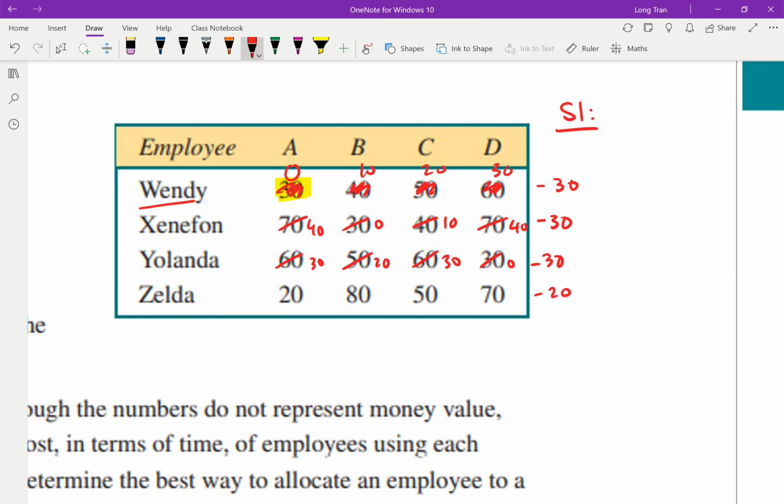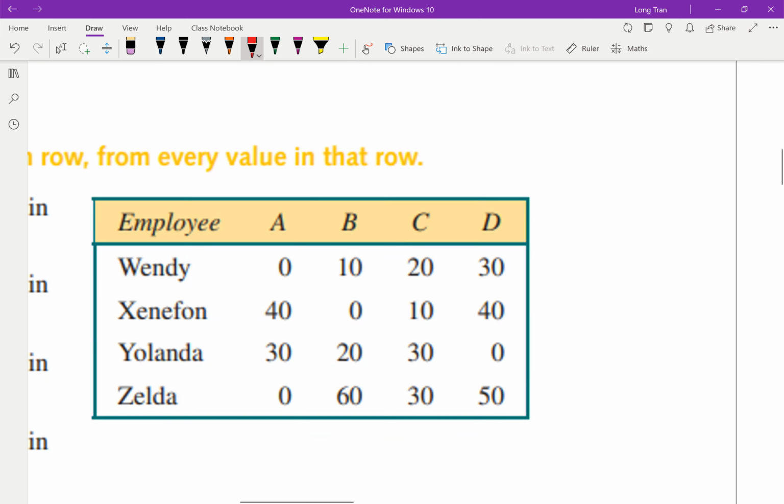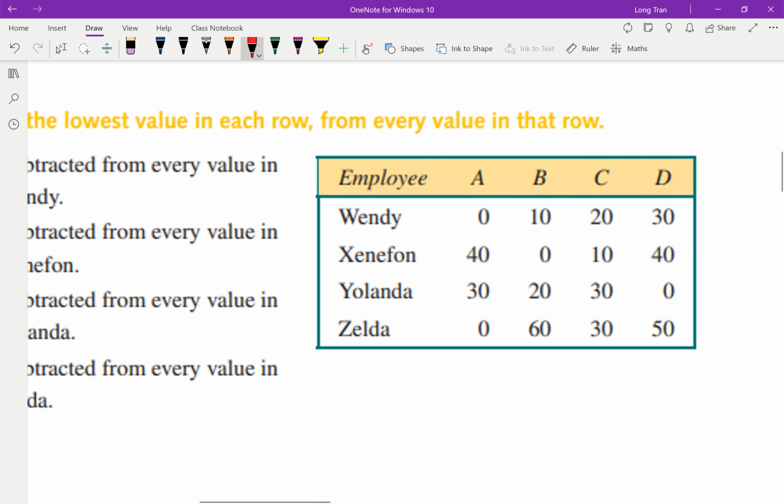Okay, so it looks like Zelda has the least number, 20, so 20 now becomes 0, this becomes 60, this becomes 30, this becomes 50. Okay, so that's step 1. Step 1, minusing the best time across the rows. In the next line, this is what you should get once you do that. So that's what I've done for step 1.